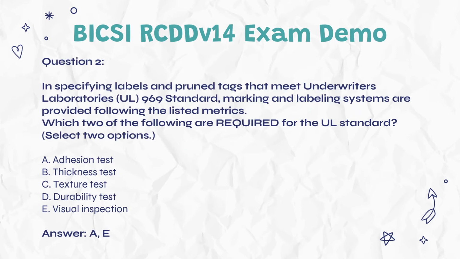Question 2. In specifying labels and printed tags that meet the Underwriters Laboratories UL 969 standard, marking and labeling systems are provided following the listed metrics. Which two of the following are required for the UL standard? Select two options. A. Adhesion test, B. Thickness test, C. Texture test, D. Durability test, E. Visual inspection. Answer A, E.